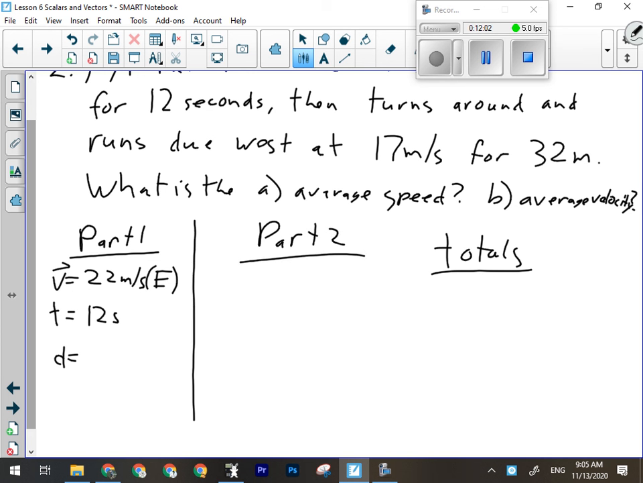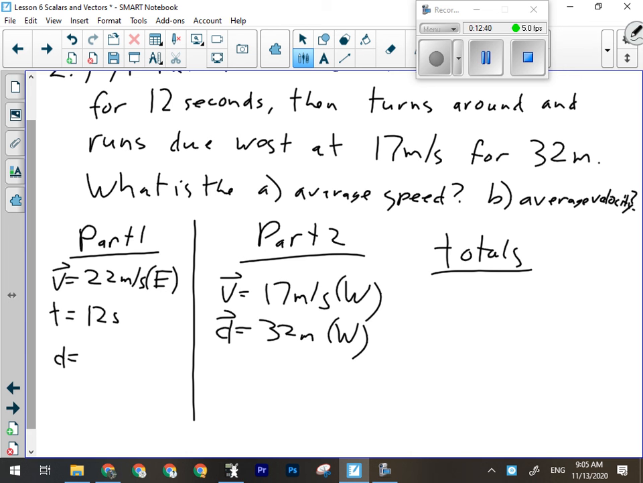Okay, for part 2, we know that the velocity for part 2 is 17 meters per second west, and the displacement is 32 meters west. How do I know that 32 meters is west? It says he turned around. It says he runs due west at 17 meters per second, so there's a velocity because it's got magnitude and direction. For 32 meters, well, the 32 meters is also west.